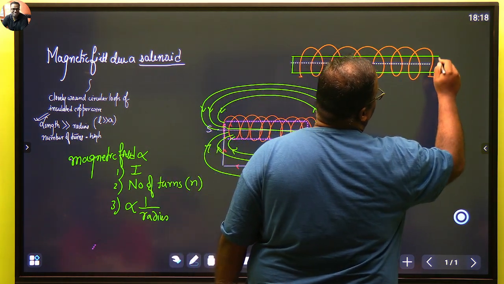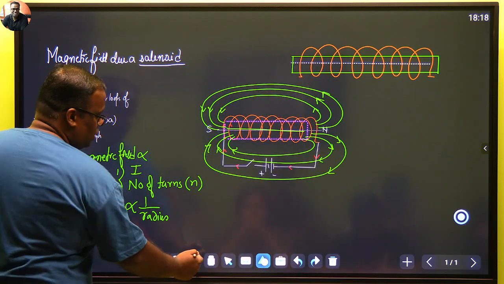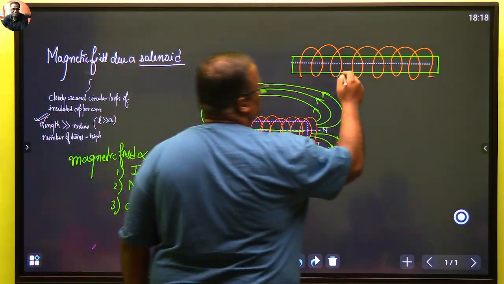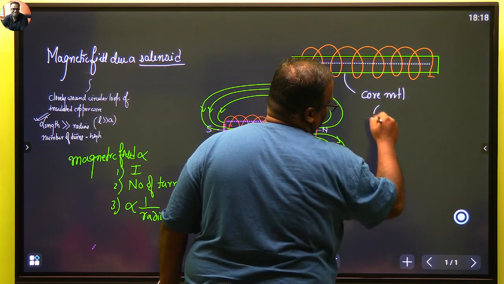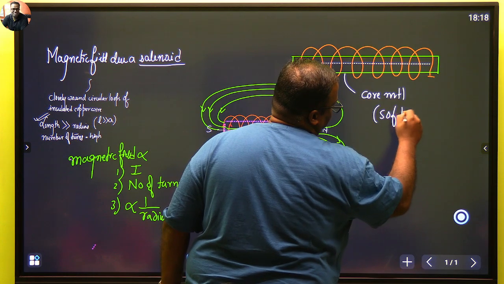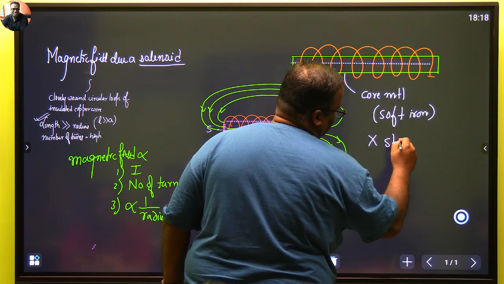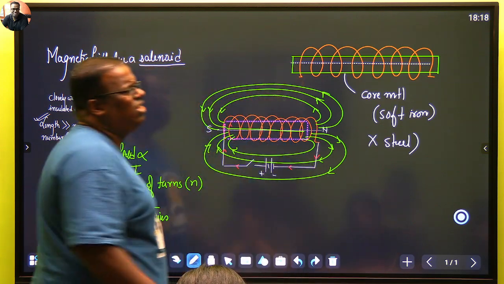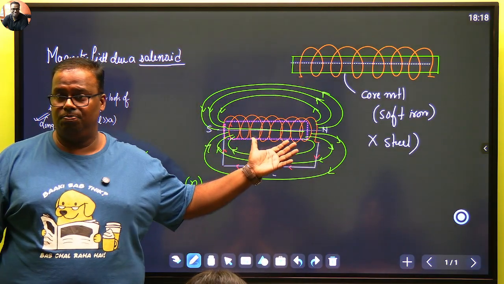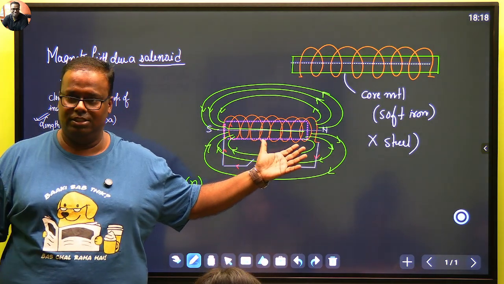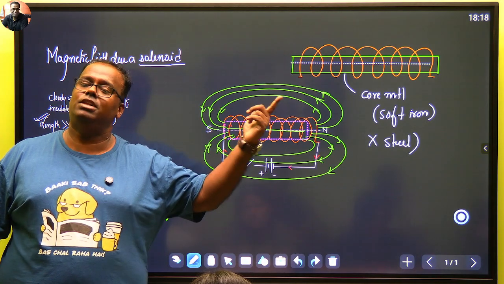This enhances the magnetization. Now a rod. This rod is made up of what? This is known as the core material. And the usual choice for it is soft iron and not steel. The reason is, what is your end intention? Your end intention is to design a magnet, slave magnet. It will magnetize to my wish, demagnetize to my wish.